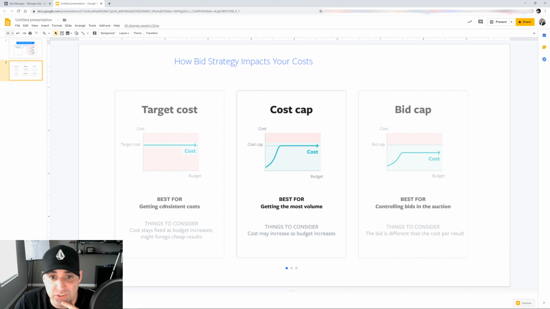Okay. Next, you're going to have your target cost. Target cost is you telling Facebook you only want conversions at plus or minus 10%. So you're giving Facebook 10% up and down room to play with in order to get you that acquisition or that conversion. So let's say your bid is $20, then it's going to find you conversions between $18 and $22. So it's in that range, that 10% plus and minus range.